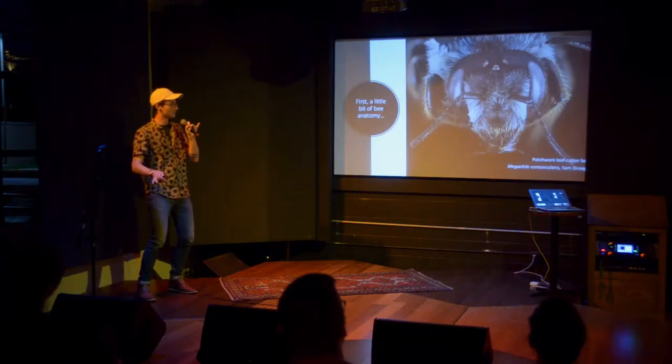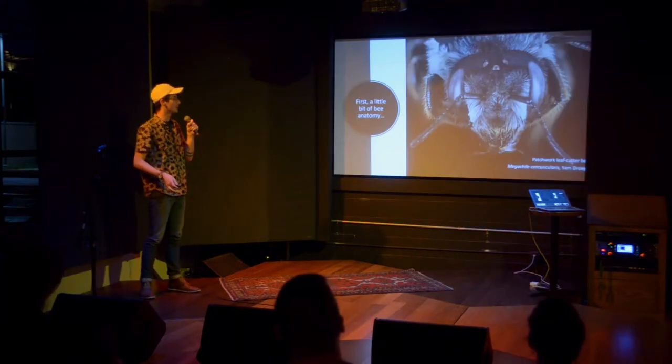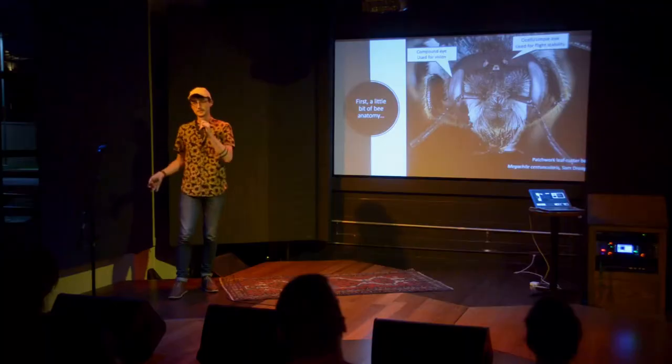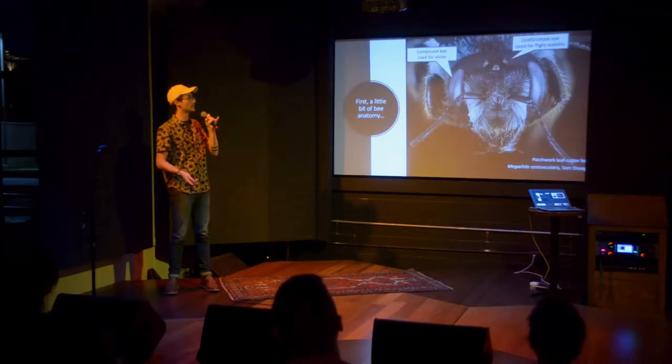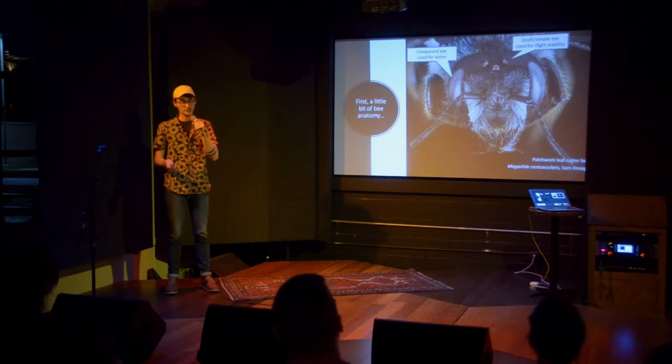So, one more thing before we get into the really good stuff. Just a little bit of bee anatomy. Bees actually have five eyes. These three right on their forehead are simple eyes. They don't really produce an image. They're mostly just light and dark sensors, and they're used for flight stability while these bees are flying around. The image that these bees produce is from their compound eyes. This is used for their vision.